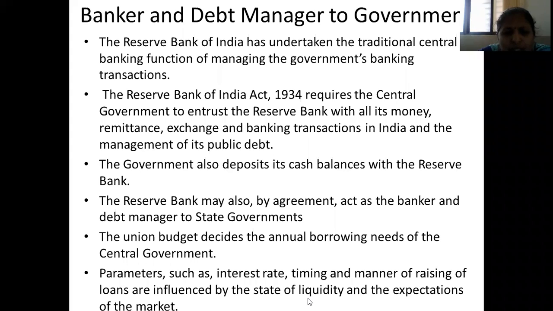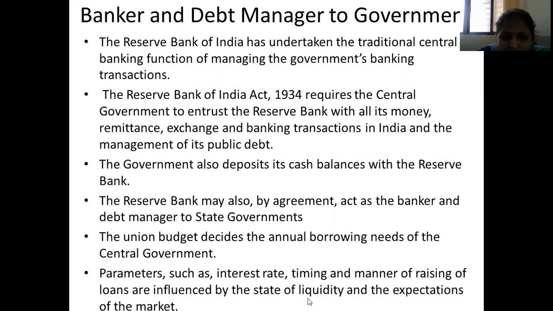Then the union budget decides the annual borrowing needs of the central government. Sometimes the government may need certain additional funds from the central bank, that is, the Reserve Bank. That is decided in the union budget, wherein how much extra money is going to be needed is to be borrowed from the RBI for the developmental schemes in our country. That is also done by the RBI. That amount is also given by RBI.